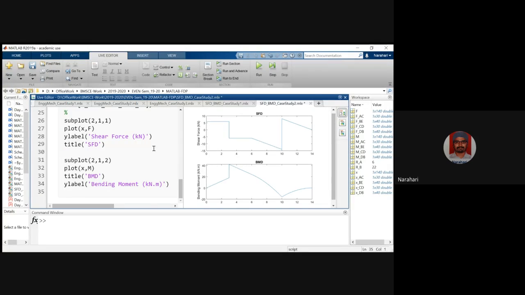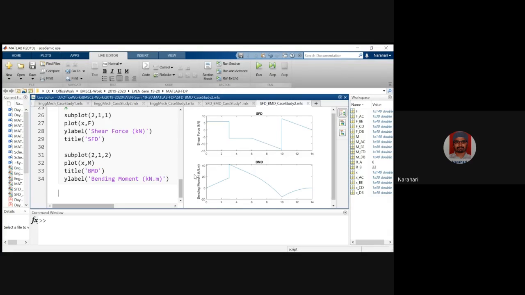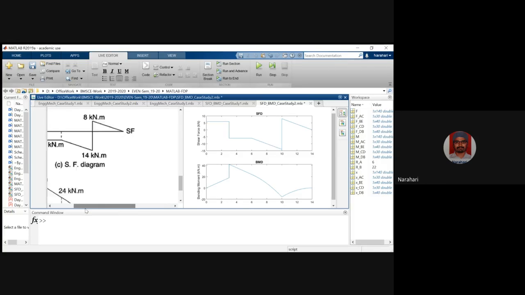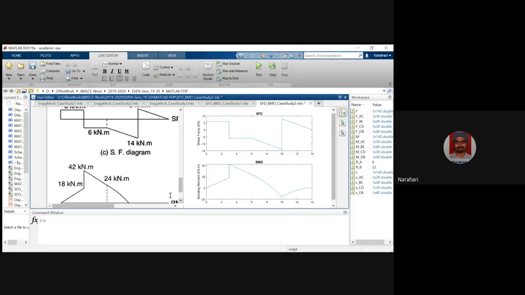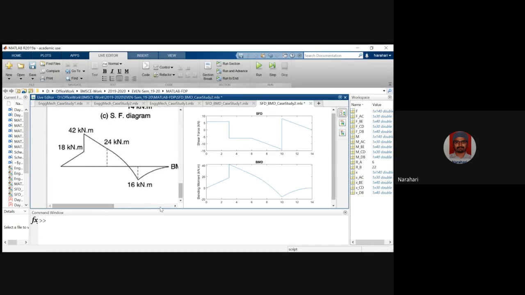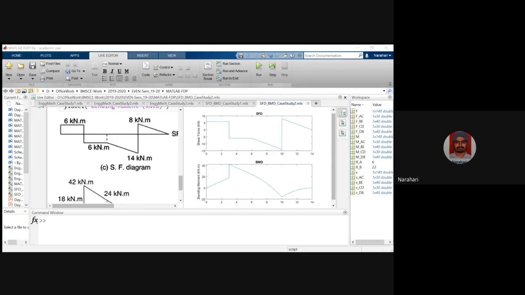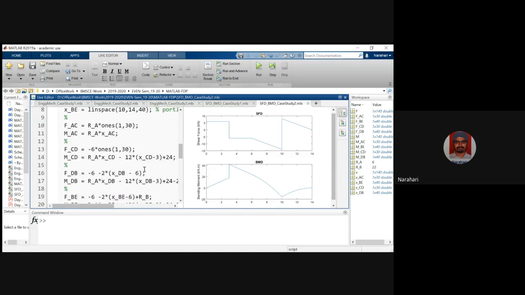Now again, if you want to ascertain whether that is correct or not, I will just copy paste the thing here. You can see here, this is the SFD BMD you get, the actual one that is given in the book. So this is how you can obtain shear force and bending moment diagrams for the various beams. All it depends on is how we are able to write the expressions correctly. Just write the code for that.